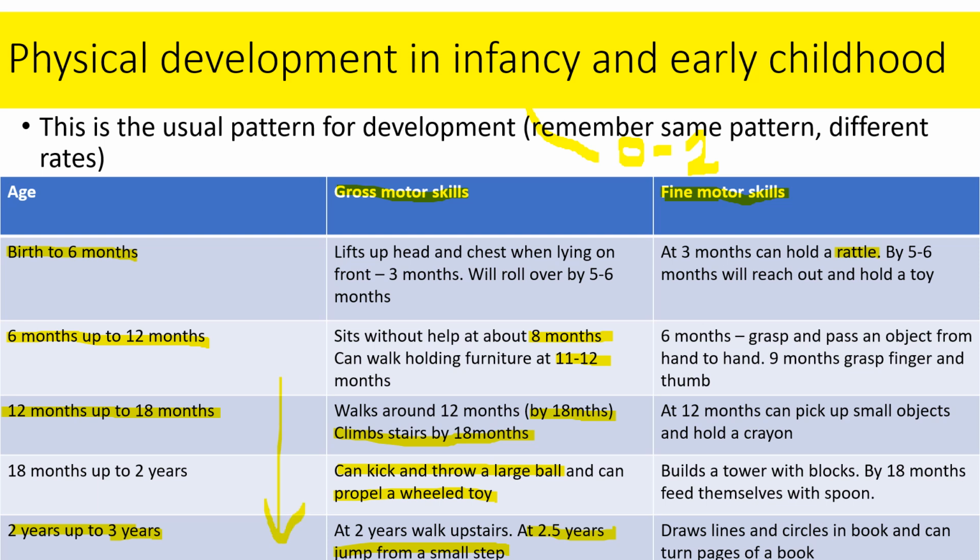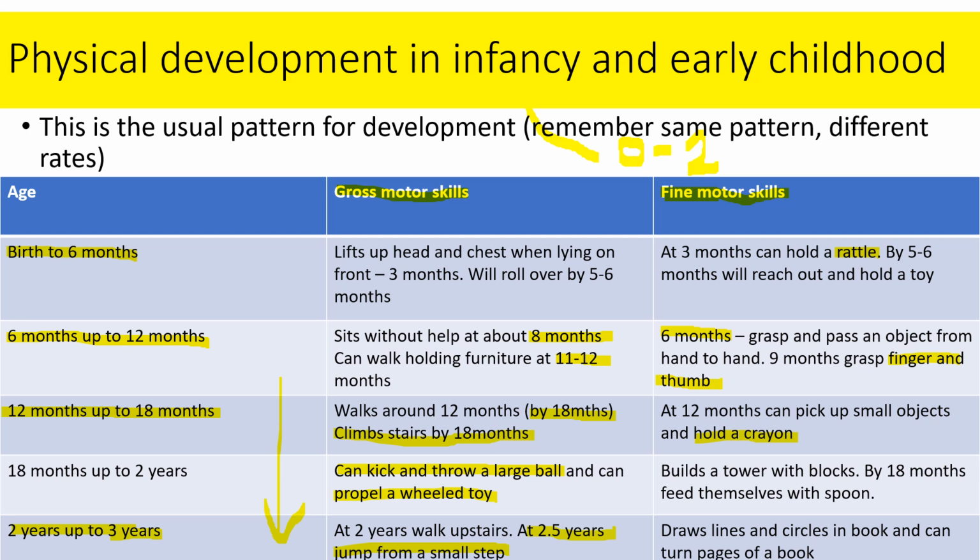If we go on to the fine motor skills that are developing all the time, by 6 months old, an infant can grasp and pass an object from hand to hand and can start to use their fingers and thumbs to grasp something by 9 months old. At 12 months can start to pick up small objects and hold a crayon. So you can see that this is developing very rapidly. By 18 months can feed themselves with a spoon and build a tower with blocks. And as they go into early childhood, can start to draw lines and circles in a book and turn pages of a book. So you can see then that by the time they go into early childhood, they are developing their skills very readily.